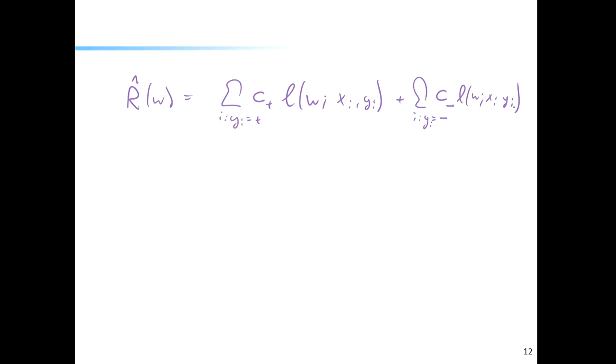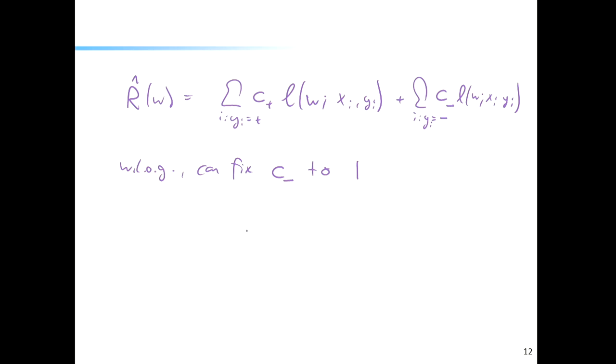Now in some sense I have two tuning parameters: C plus and C minus. But do I really need two tuning parameters, or can I get rid of one of them? Well, if you think about just this cost function, if I scale it by any scalar, it's still the same cost function. So I have the same optimal solutions. So I could just fix one of these constants to one. Without loss of generality, I can fix C minus to 1.